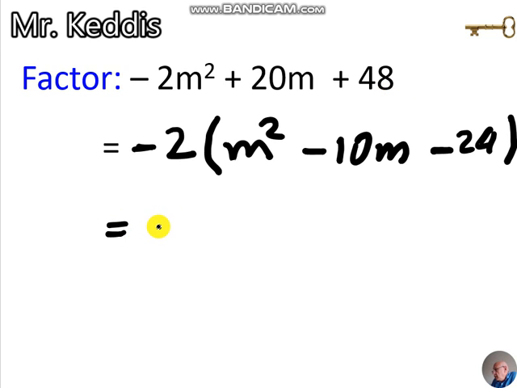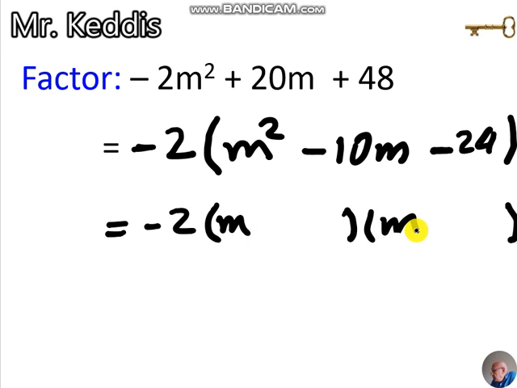Equal under equal, negative 2 under negative 2. I factor this into two binomials. Here m, here is m. This negative means one negative here, one positive. Because this negative 10 means negative 12 here, positive 2.